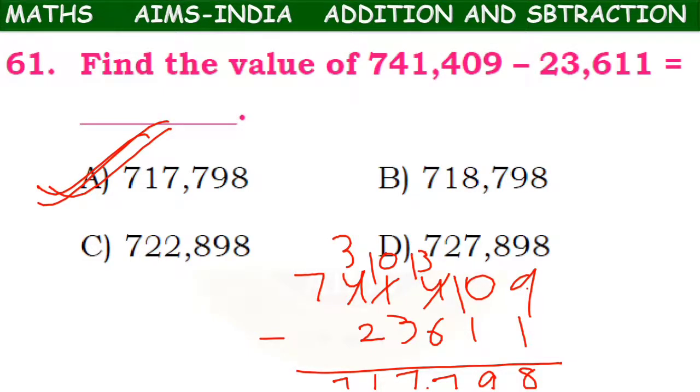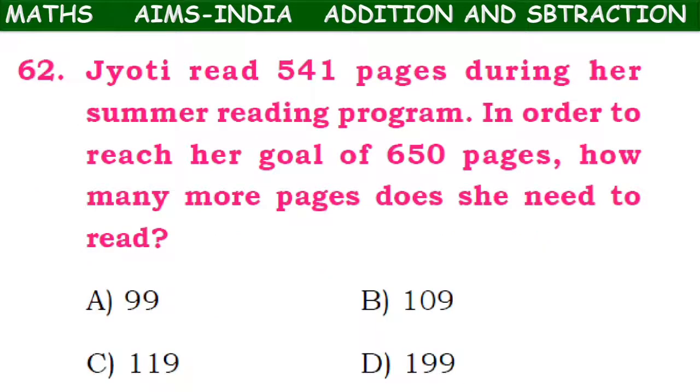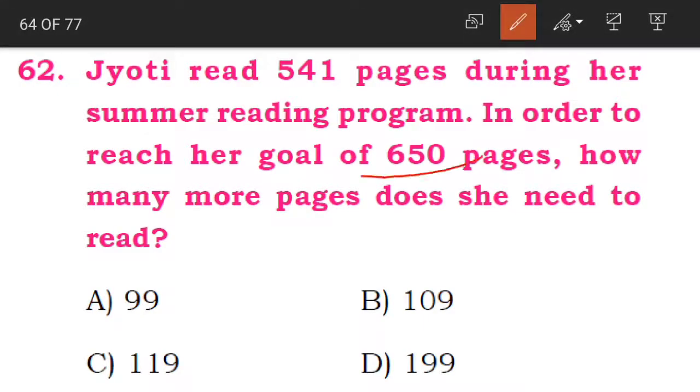717,798. That is our option number A. Moving on to question number 62. Jyoti read 541 pages during her summer reading program. In order to reach her goal of 650 pages, how many more pages does she need to read? Yes, this is the total goal. It means she wants to complete 650 pages, but till now she has read only 541 pages. Now how many more should she read to reach her goal?